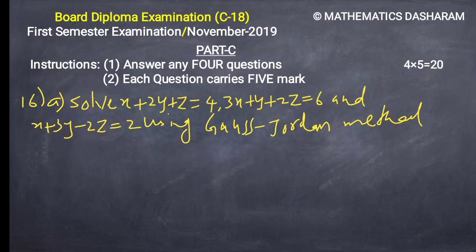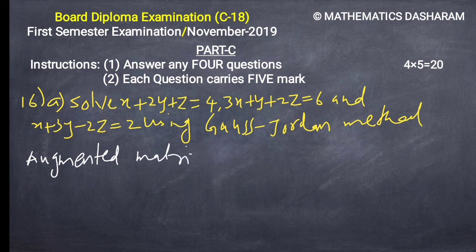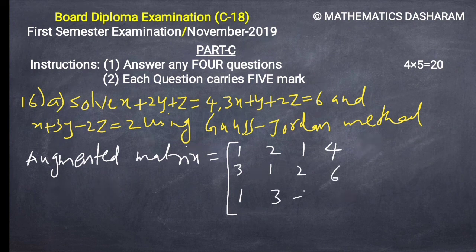16th question, A problem: solve x plus 2y plus z equals to 4, 3x plus y plus 2z equals to 6 and x plus 3y minus 2z equals to 2 using Gauss-Jordan method. So in the Gauss-Jordan method, we need to take the augmented matrix. So augmented matrix means here write the coefficient matrix 1, 2, 1 and beside it the constant 4. So 3, 1, 2, 6, 1, 3, minus 2, 2.